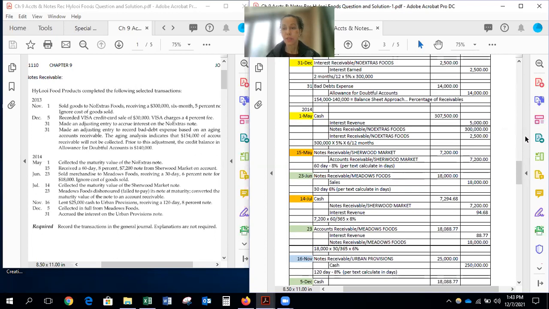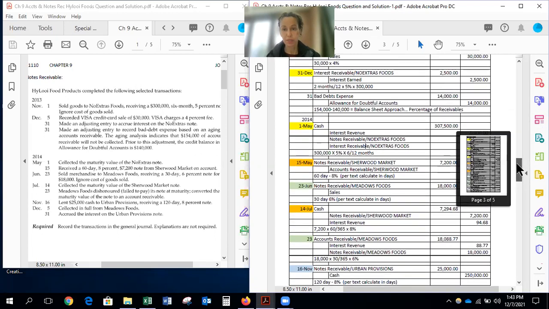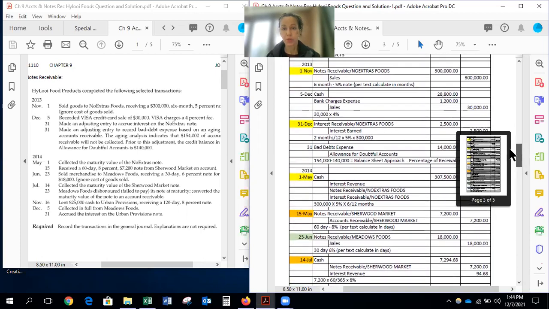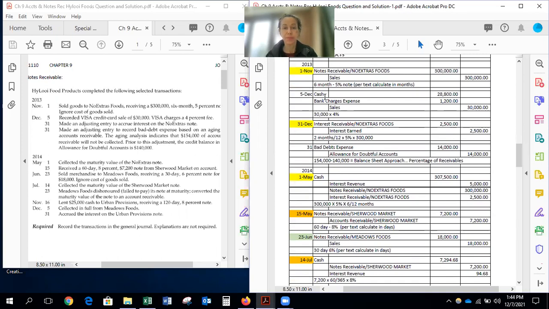So the other journal entry is on December the 5th, going back up. I tried to color code these. So on December the 5th, it says we recorded our Visa, our credit card sales, 4% fee. So you can use bank charges expense, or I think in the textbook they use Visa charges expense, something like that, credit card expense. So I'm happy with either. Bank charges expense is the traditional one that they use.